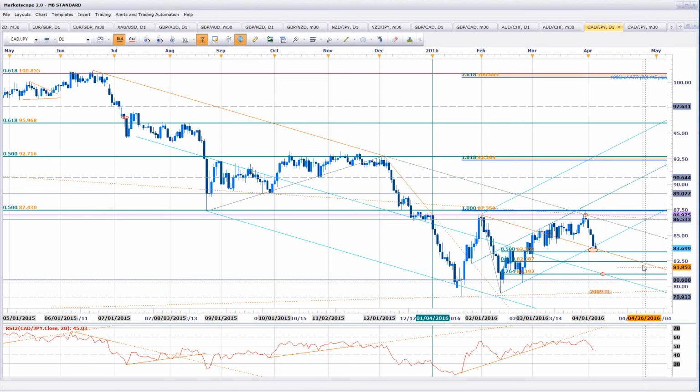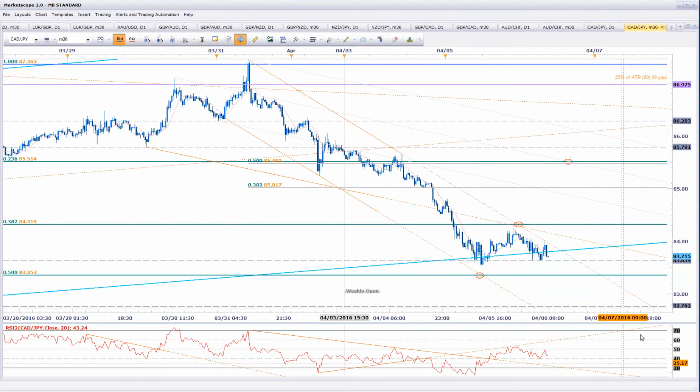So what are we looking for from here? Well, basically you're coming into a key support, so you're looking for a possible shift in momentum. You're looking for a break above 84.31, which is what we noted yesterday, is sort of the breakout level to give us the conviction to play the upside.